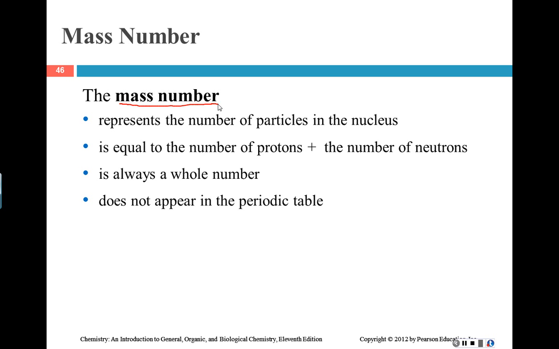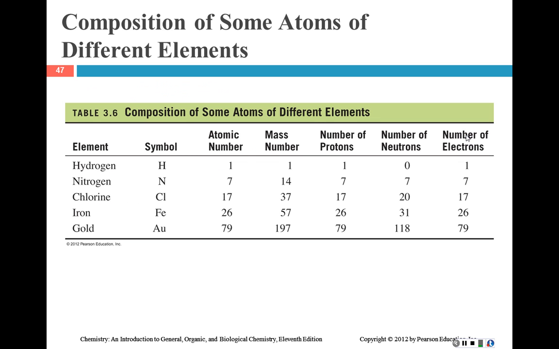The mass number, okay, is different from the atomic number. The mass number represents the number of particles in the nucleus. It's equal to the number of protons plus the number of neutrons, because remember, that's where we get most of the mass of this atom. It's always a whole number. It does not appear in the periodic tables that I had earlier, but some periodic tables will have it below the symbol. So they'll have the atomic number above the symbol for the element, and the mass number below that. So you have everything right there together.